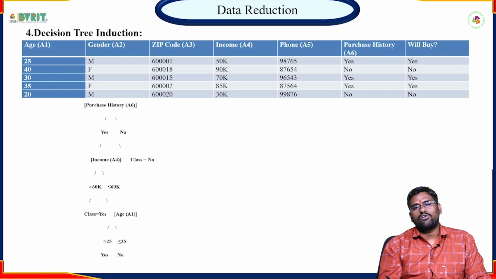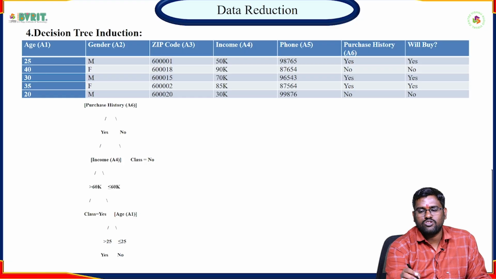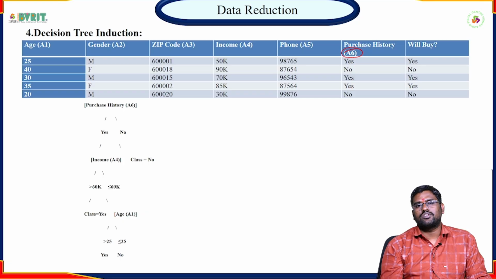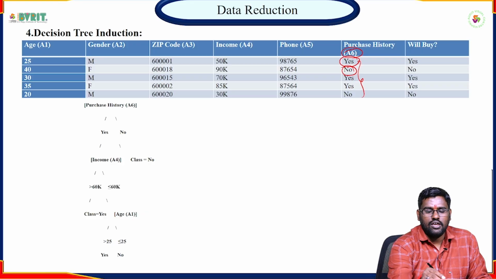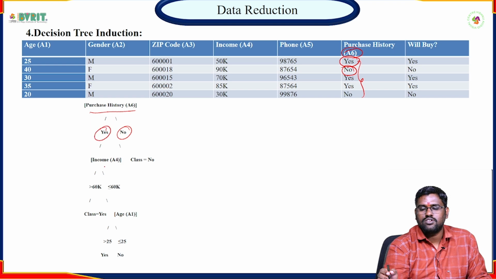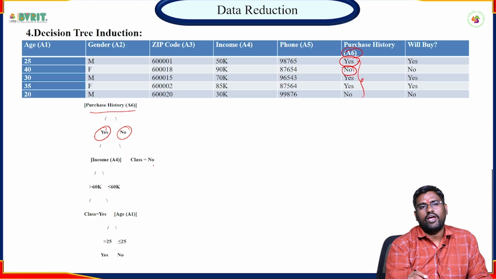Next, based on all these things, how to frame the decision tree induction. Decision tree induction means taking the highest value in this. So we are taking the highest value, which is A6. Based on that value, it contains 2 types of values, that is yes and no only. That's why the purchase history is to be divided into yes and no. Then if it is yes, that will go to the income 50,000, and if it is no, that class is no to no. Like that we are distributing, and finally we are distributing this one.